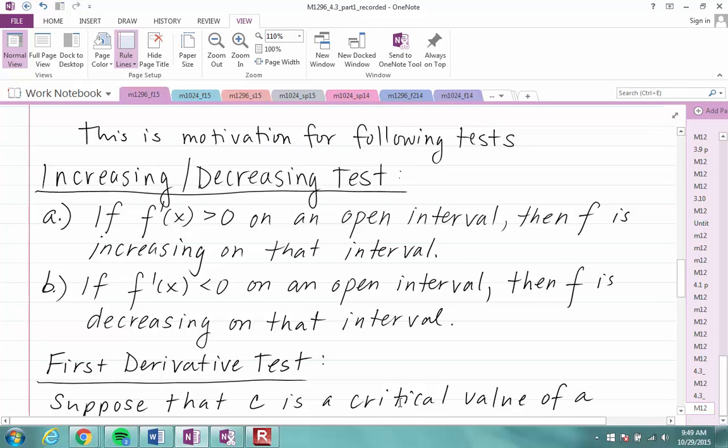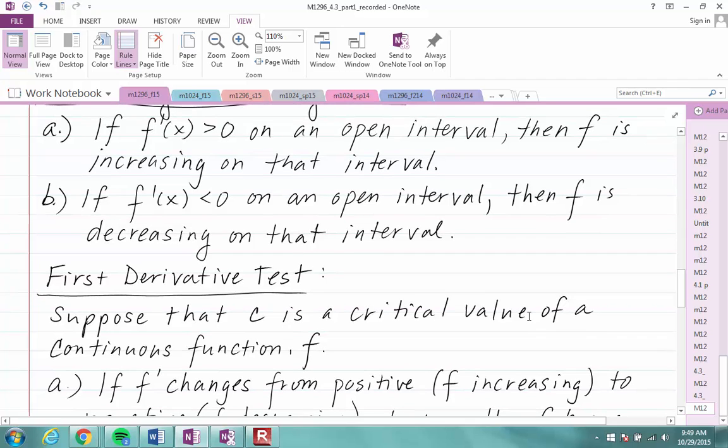So the increasing/decreasing test, right from your book, says if f prime of x is greater than 0, in other words the derivative is positive, or the slope of the tangent line is positive, on an open interval, then f is increasing on that interval. And we observe that that makes sense. If f prime of x is less than 0, or the derivative is negative, or the slope of the tangent line is negative, on an open interval, then f is decreasing on that interval.